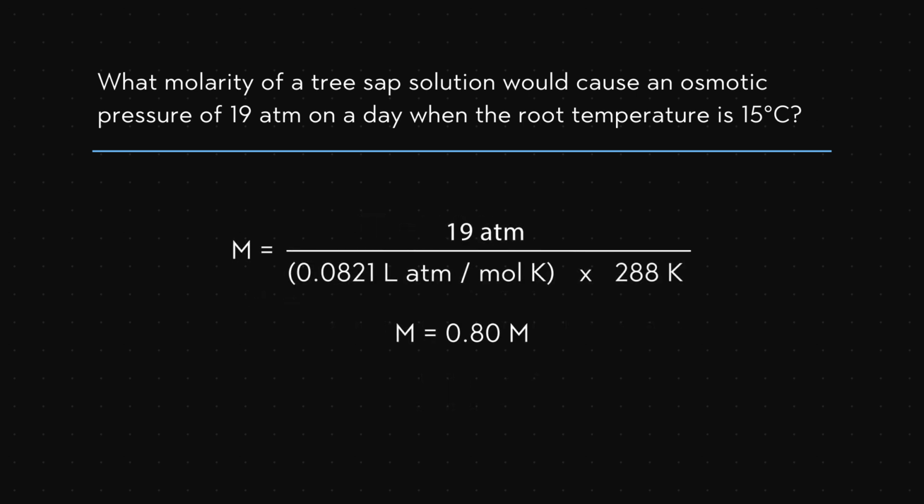This tells us that in order to have an osmotic pressure of 19 atmospheres on a day with a root temperature of 15 degrees Celsius, the molarity of the tree sap needs to be around 0.80 molar. Knowing how to use osmotic pressure to calculate the molarity of a solution is useful elsewhere too. It gives us an alternative method as chemists with which to accurately determine the molarity of a solution. A quantity that is important as it allows us to control and predict the outcomes of reactions.